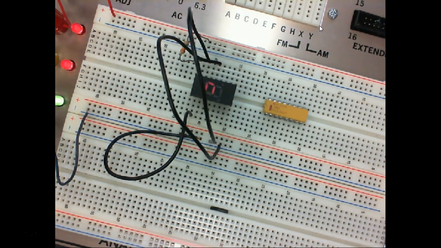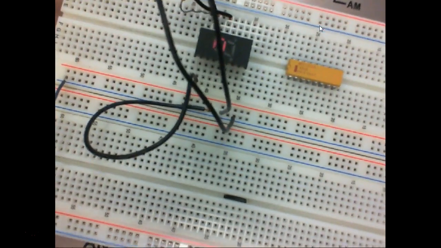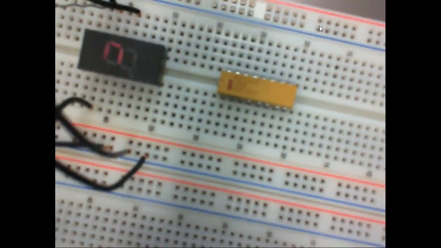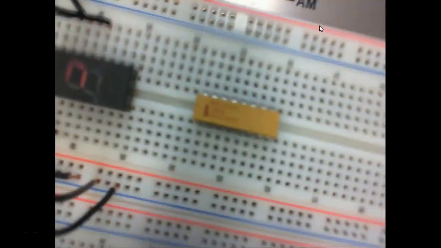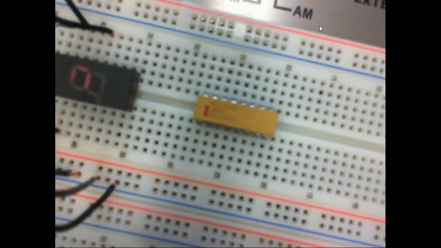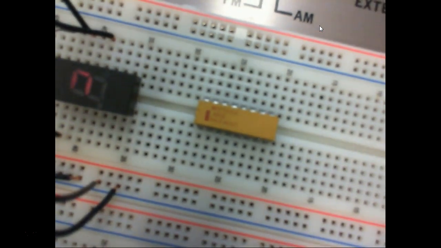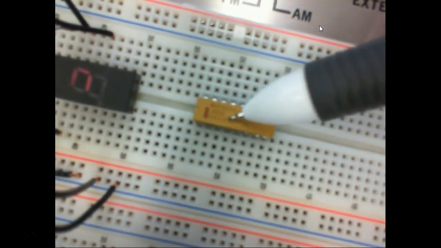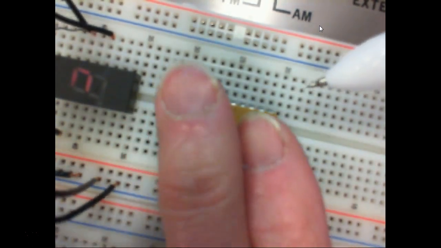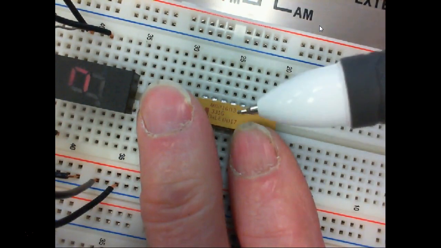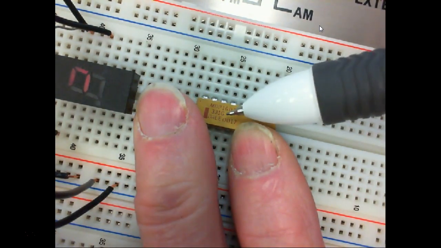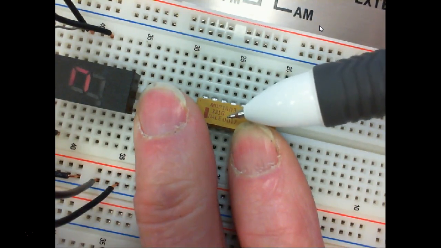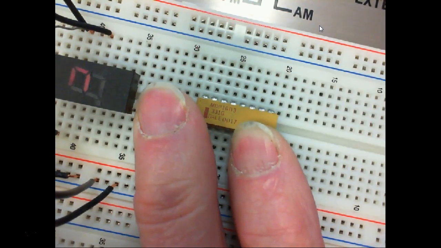Let me get down a little closer so we can see this. Hopefully my camera will focus. As soon as it stops bouncing. I don't think the camera's going to focus in on it. There we go.